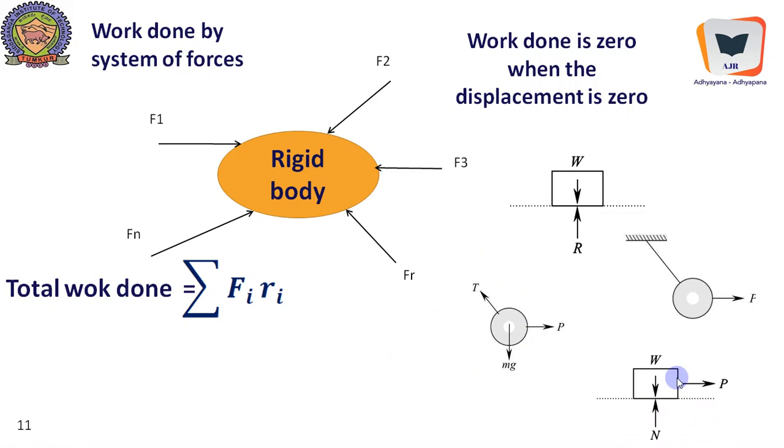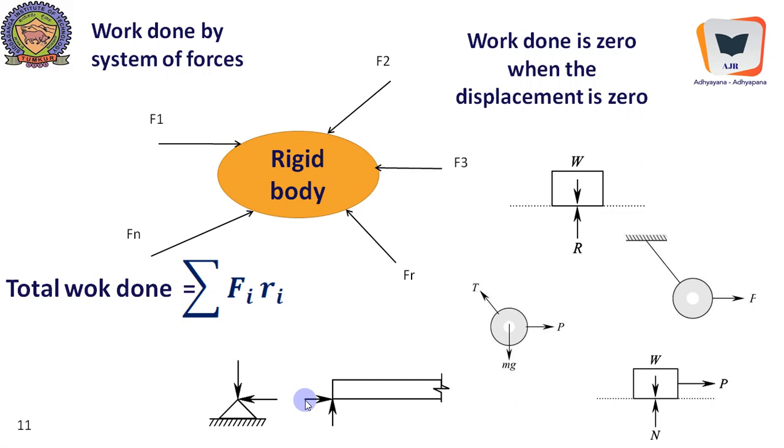And here again, this block is pulled, but anyway, there is a normal reaction, there is W, and there should be some frictional force over here. Therefore, the system is in equilibrium. No work is done. And here in a support, no work is done because the support is going to offer equal and opposite reaction, and it will keep the supported system in equilibrium. Therefore, displacement is zero, work done is zero.